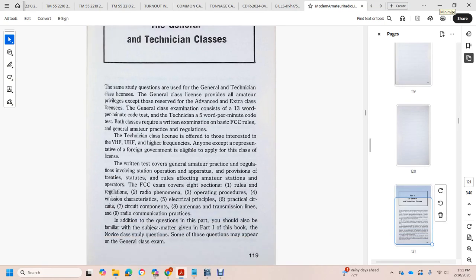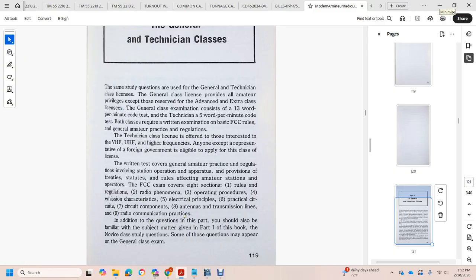A written test covers the general amateur practice, the regulations of the station operation, apparatus provision, the treaties, the statute, the rules affecting the amateur station and the operators. The FCC exam covers 8 sections: 1, rules and regulations; 2, radio phenomena; 3, operating procedure; 4, emission characteristics; 5, electrical principles; 6, practical circuits; 7, circuit components; 8, antennas and transmission lines.